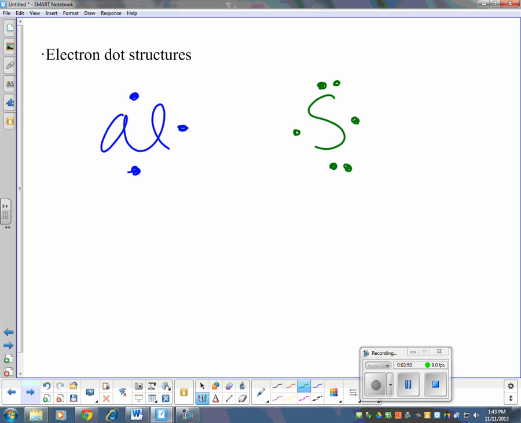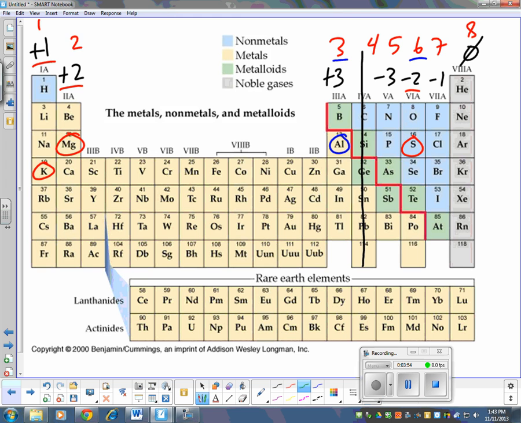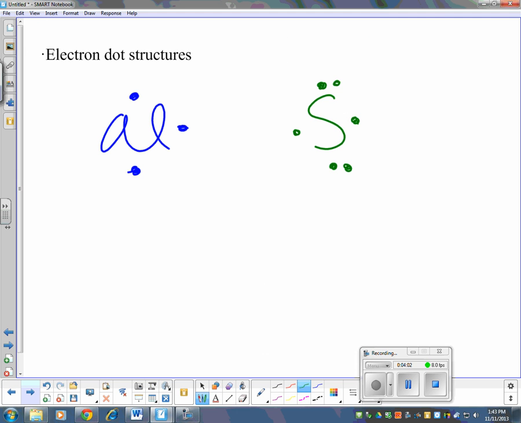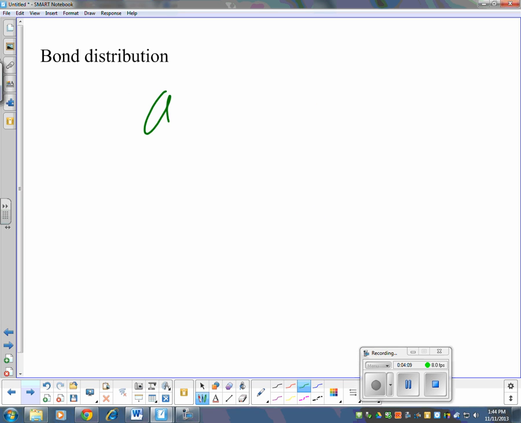So I'm going to go back and look at the charge on aluminum. The charge is 3+. The charge on sulfur is 2-. Before I start the bond distribution, I'm going to do what I call the crisscross method. I'm going to write Al 3+, and then sulfur 2-. What we do here is called the crisscross method, because to get the ratio that you need to draw them out, it's actually easier if you do it ahead of time.